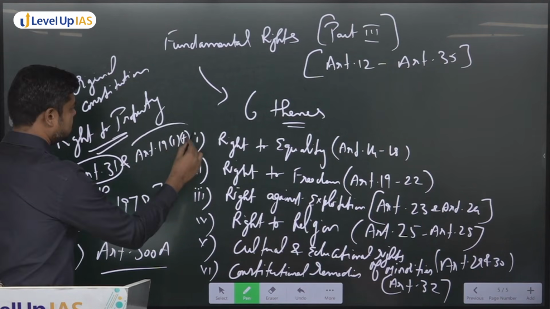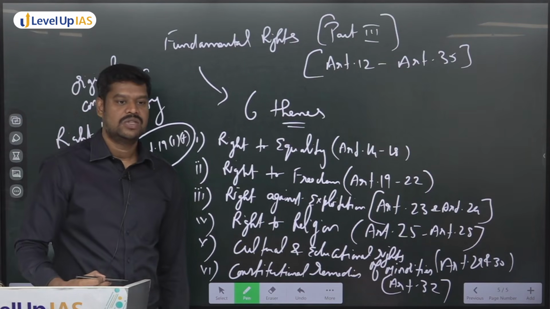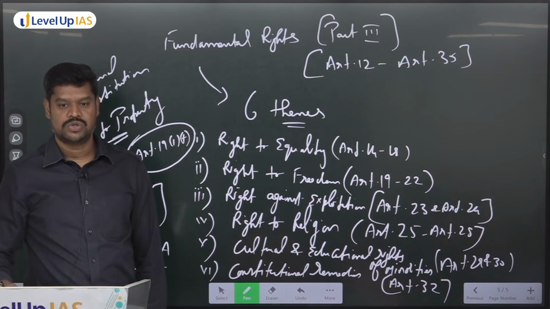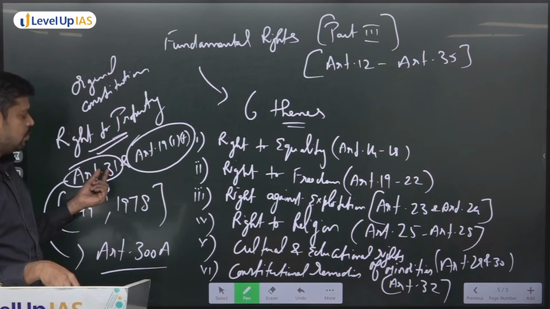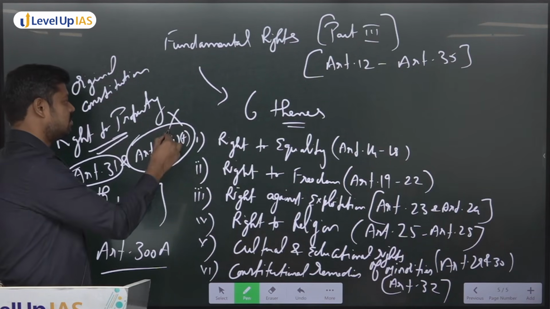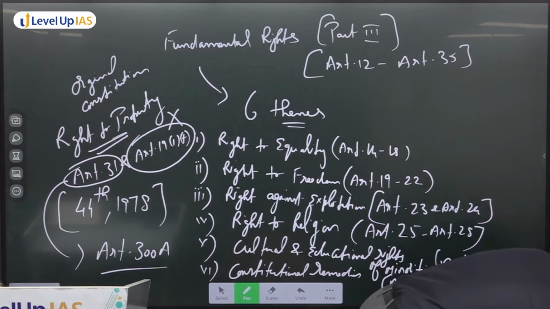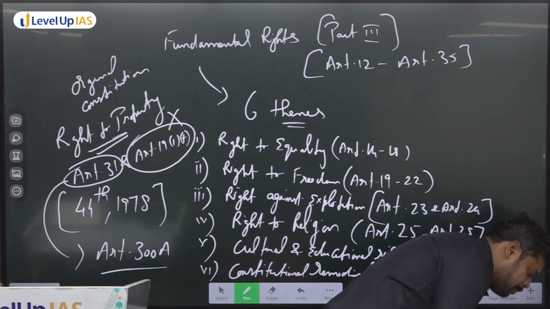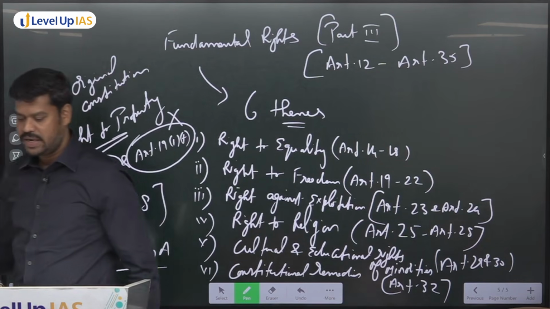But what has happened to this Article 19 clause 1 subclause F? Article 19 clause 1 subclause F has been repealed from the Constitution. That means it has been removed from the Constitution. Whereas Article 31 is only removed from Part 3, not completely, and it is replaced as Article 300A. So this has been repealed from the Constitution. Both the changes happened by the 44th Constitutional Amendment Act in 1978.